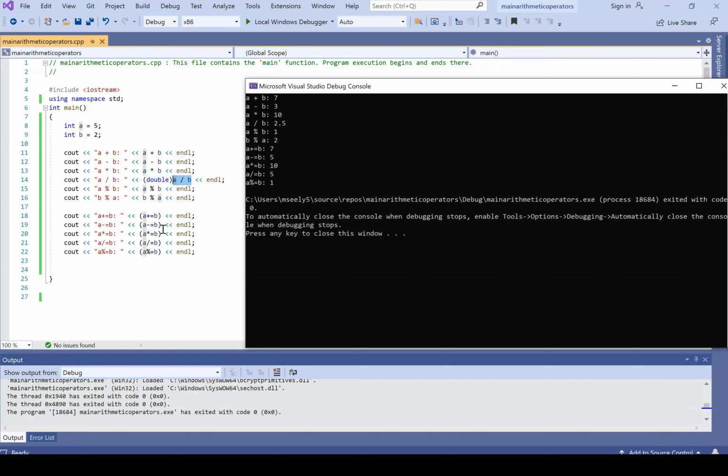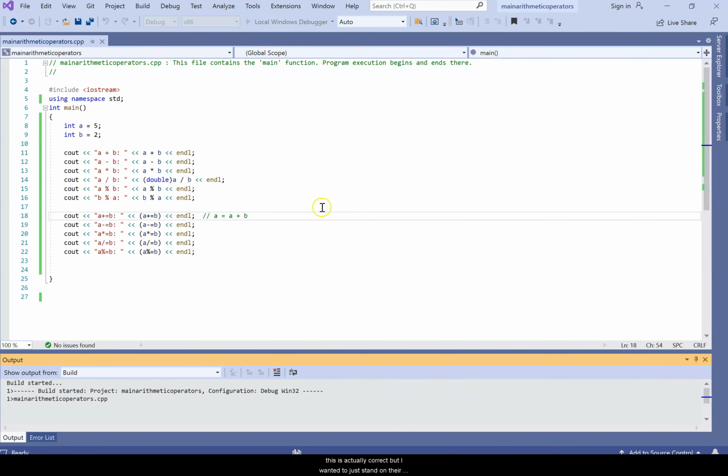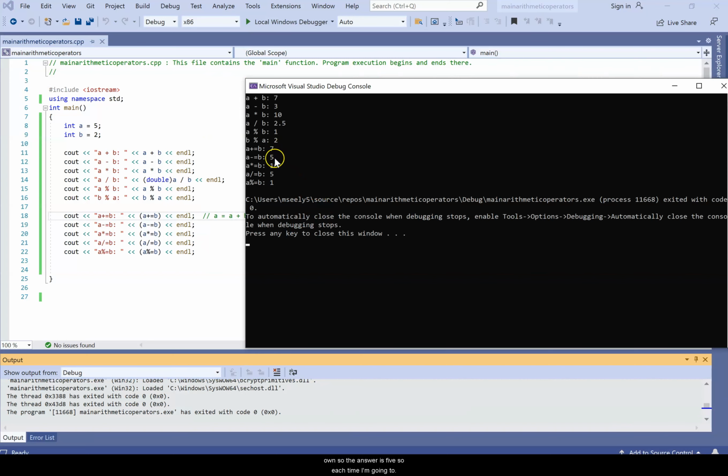Let me think here. Oh, okay. So the reason why our numbers are messed up: if I do A equals A plus B, it's going 5 plus 2 is 7 right there. So A is now 7, and then it's going 7 minus equals 2, so that changes it to 5. So this is actually correct, but I wanted them to just stand on their own, so the answer is 5.